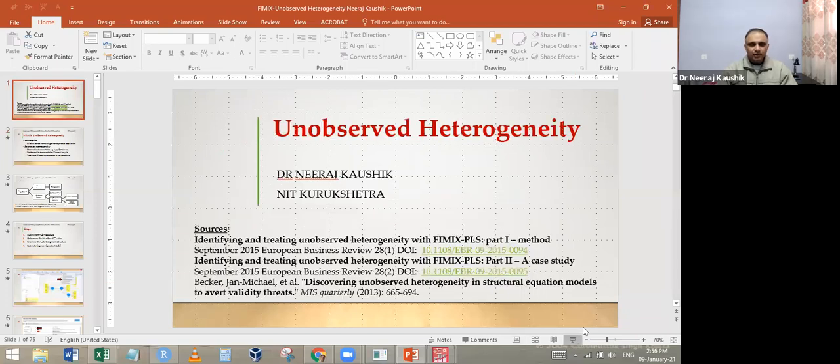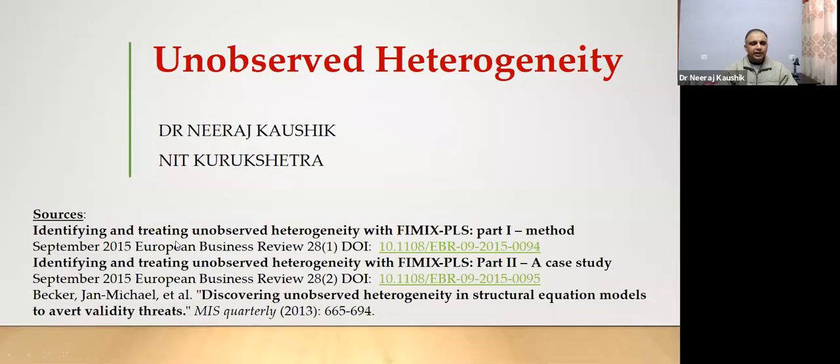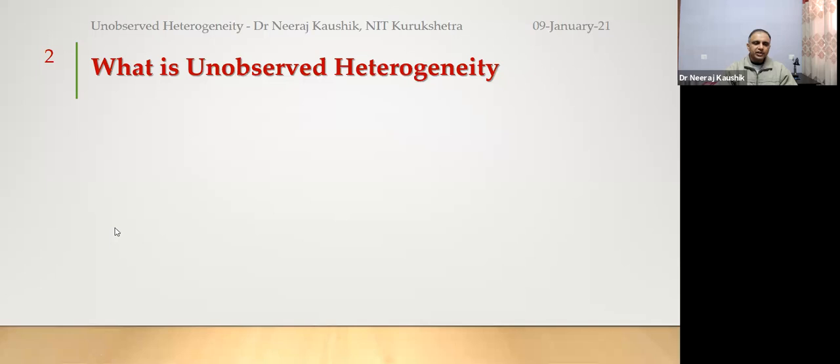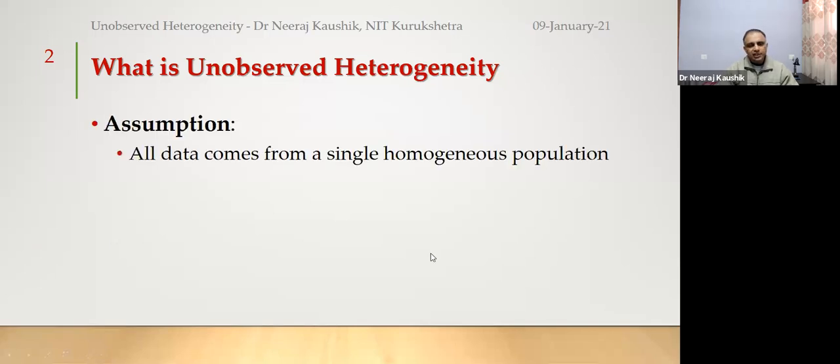This is the paper, Identifying and Treating Unobserved Heterogeneity with Phimics Part 1, Part 2, a case study, etc. Discovering Unobserved Heterogeneity in SAM 2013, and that's 2015. The basic point is that all of us believe that data is coming from a single homogeneous population. So we admit that yes, my data may be different for boys and girls, public sector, private sector, demographic variables we have measured, and it might be different for that. I'm not talking about that.